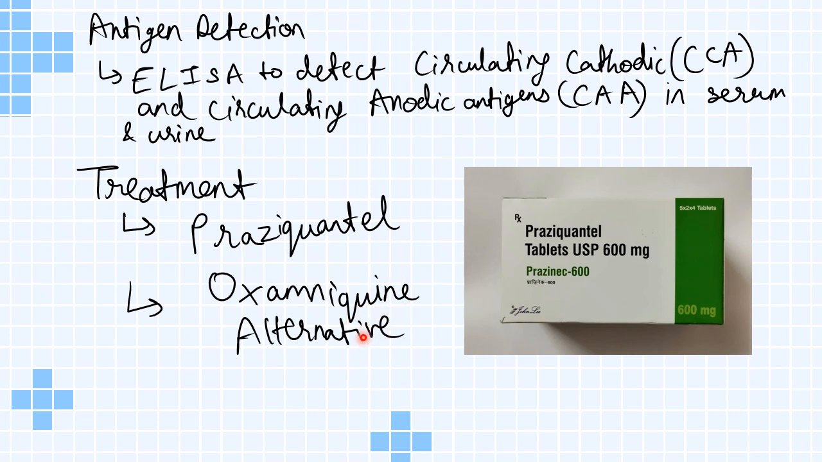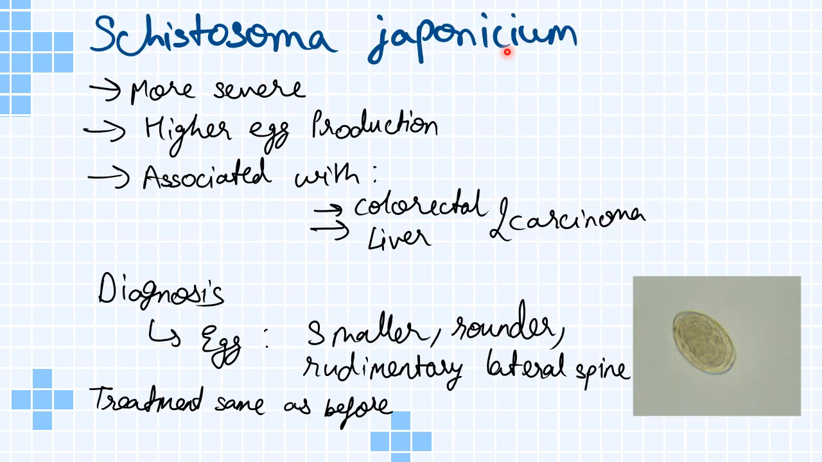Let's now discuss Schistosoma japonicum. Schistosoma japonicum is more severe and has higher egg production. It is associated with colorectal and liver carcinoma. The eggs are smaller, rounder, and have a rudimentary lateral spine, as you can see in this picture. The treatment is the same as before.